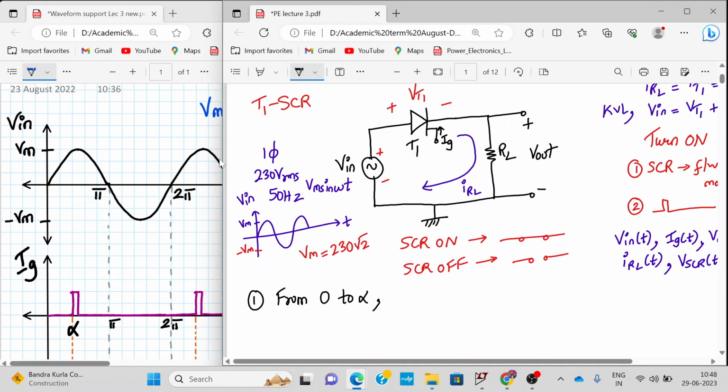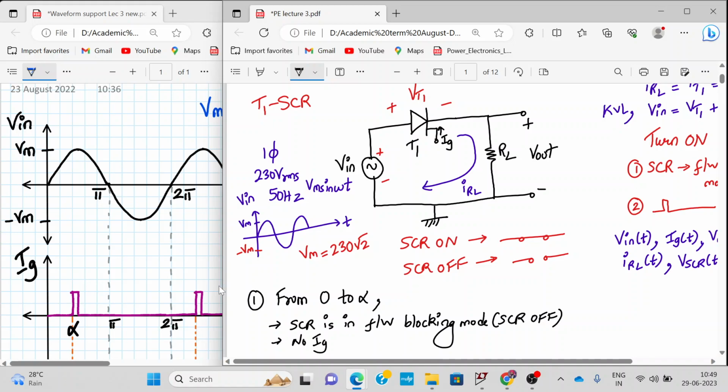Alright, so from 0 to alpha, what is the status? From 0 to alpha, input is positive. My SCR is in the forward blocking mode. So we can write from 0 to alpha, SCR is in forward blocking mode. That means SCR is off and no gate trigger is applied. Okay, and here we have no IG applied.